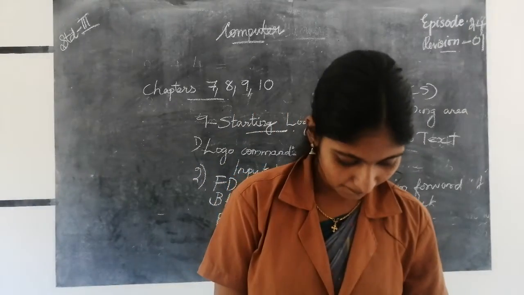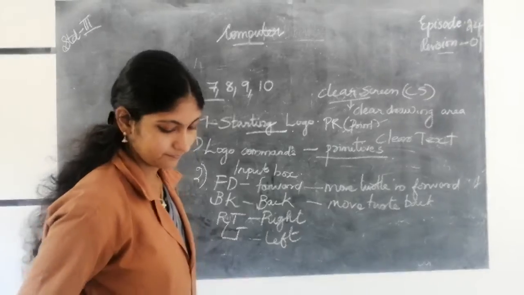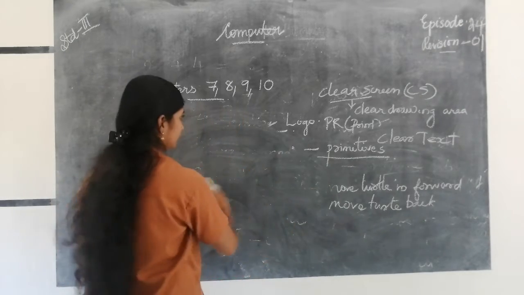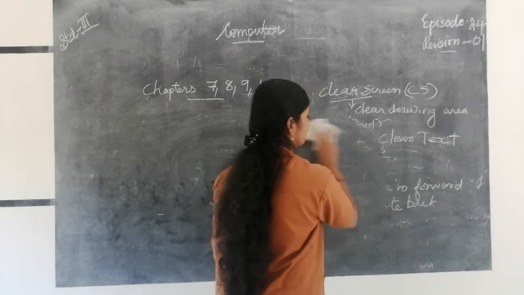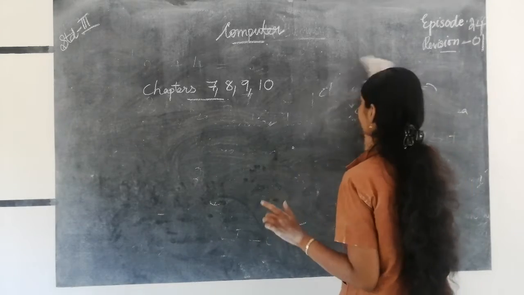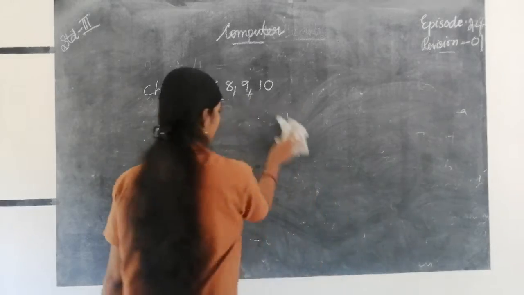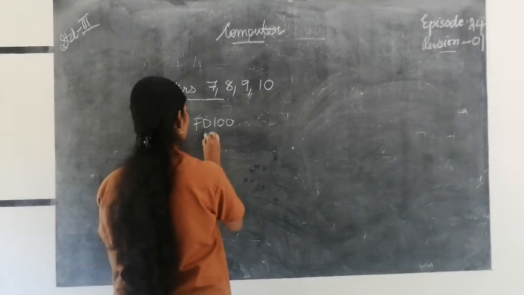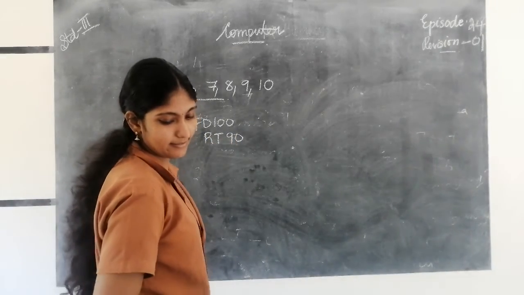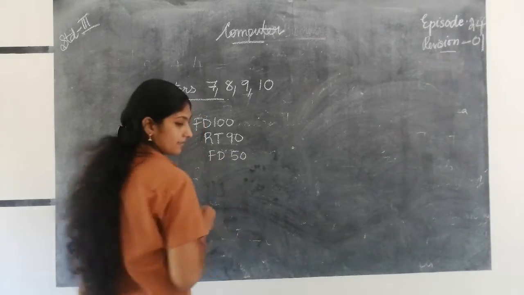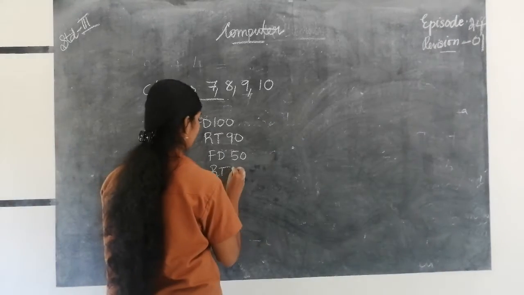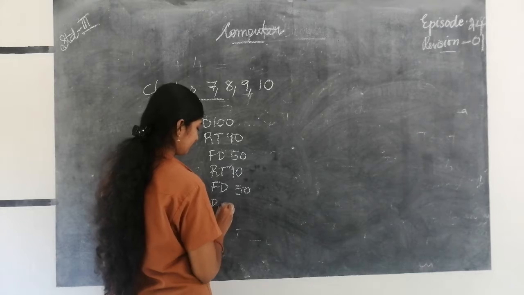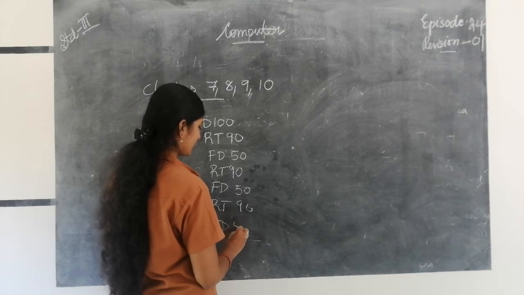Then an example. FD 100, then RT 90, next FD 50, the next one RT 90, then FD 50, then RT 90, then FD 50. So let's draw this picture.